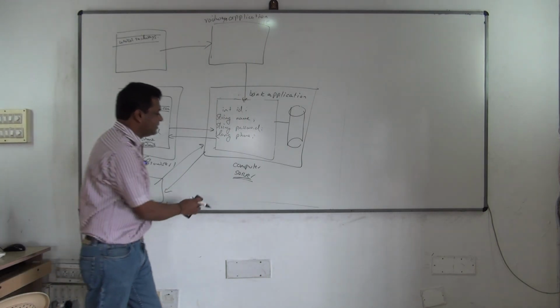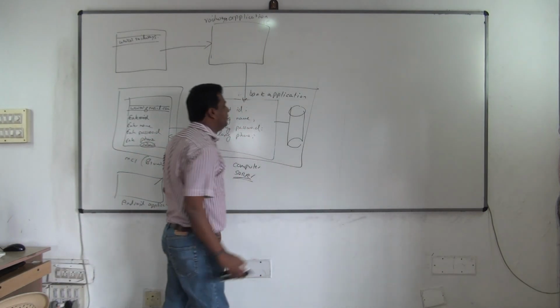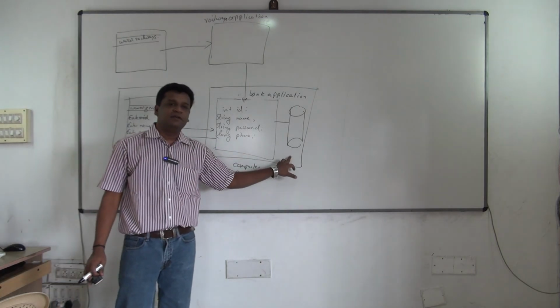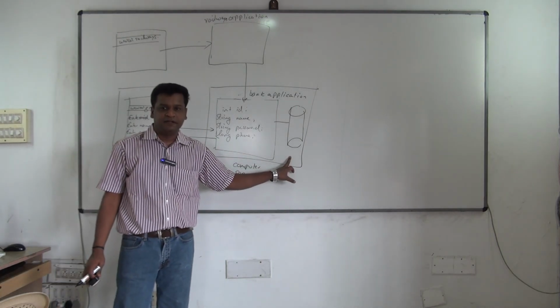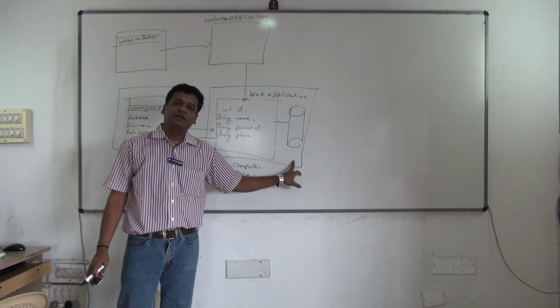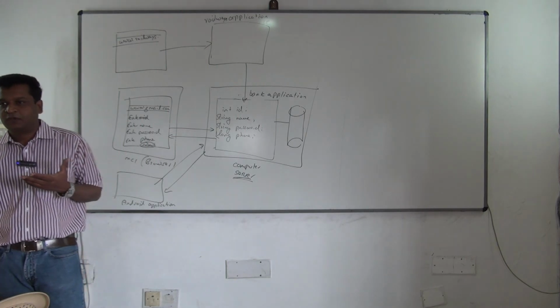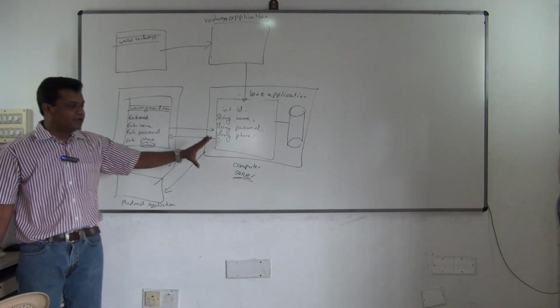So here is exactly what happens. We as application developers, what do we do? We develop this kind of an application. In the database there are something called tables which will be created. These tables will be created by some specialists called DBAs, database administrators. So they will be creating the tables.